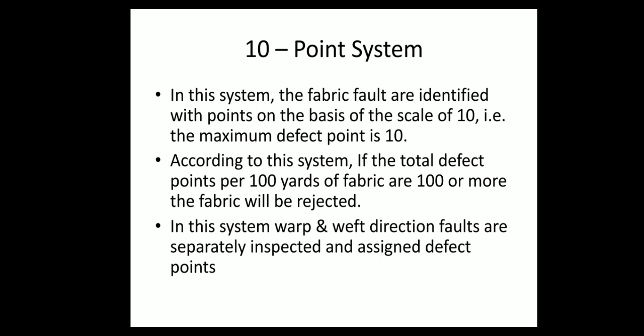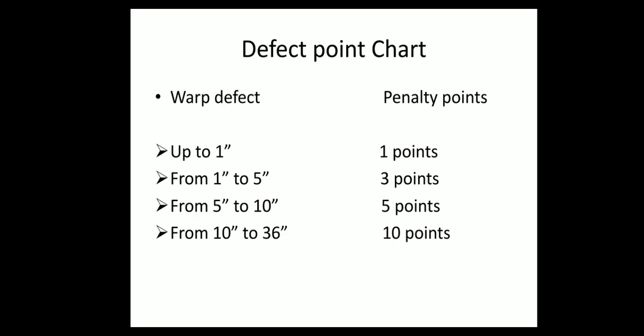10-point system. In this system, the fabric faults are identified with points on the base of the scale of 10. The maximum defect point is 10. According to this system, if the total defect points per 100 yards of fabric are 100 or more, the fabric will be rejected. In this system, warp and weft direction faults are separately inspected and assigned defect points. So warp defects are separate and weft defects are separate. So we see these charts. Warp defect on the left hand side, weft and on the right hand side penalty points.